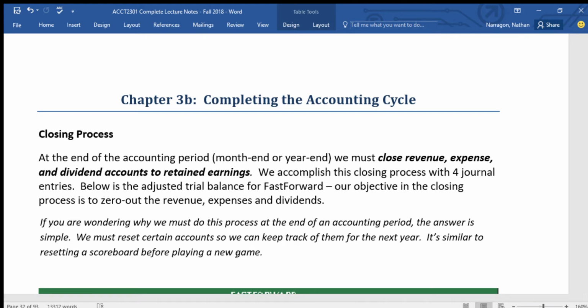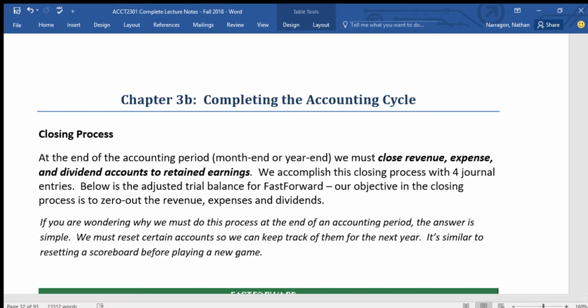Hello, and welcome to the second part of Chapter 3, 3B. We're here completing now the accounting cycle. So, we're going to get through the last part of the cycle, which is known as the closing part.